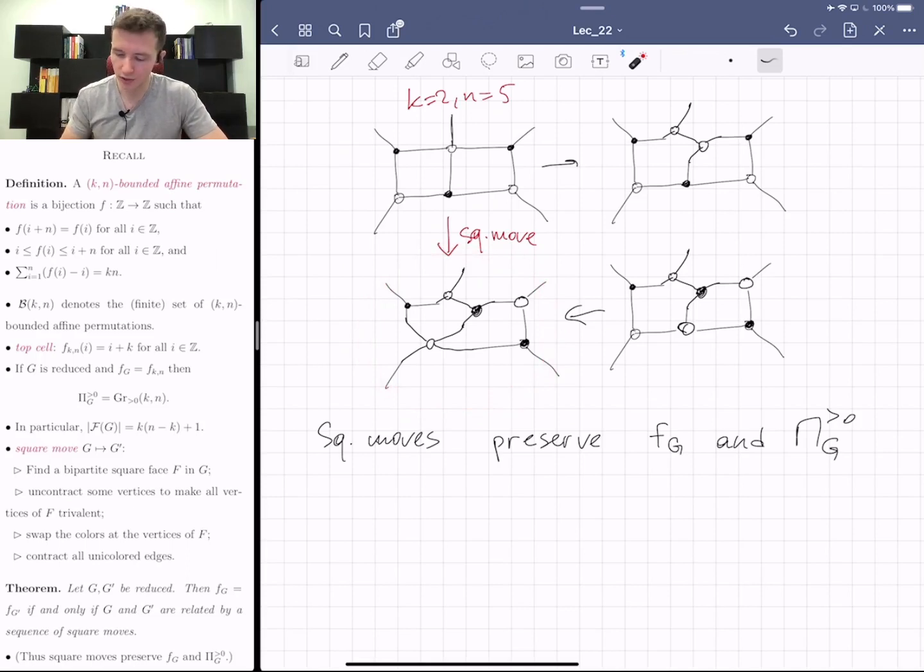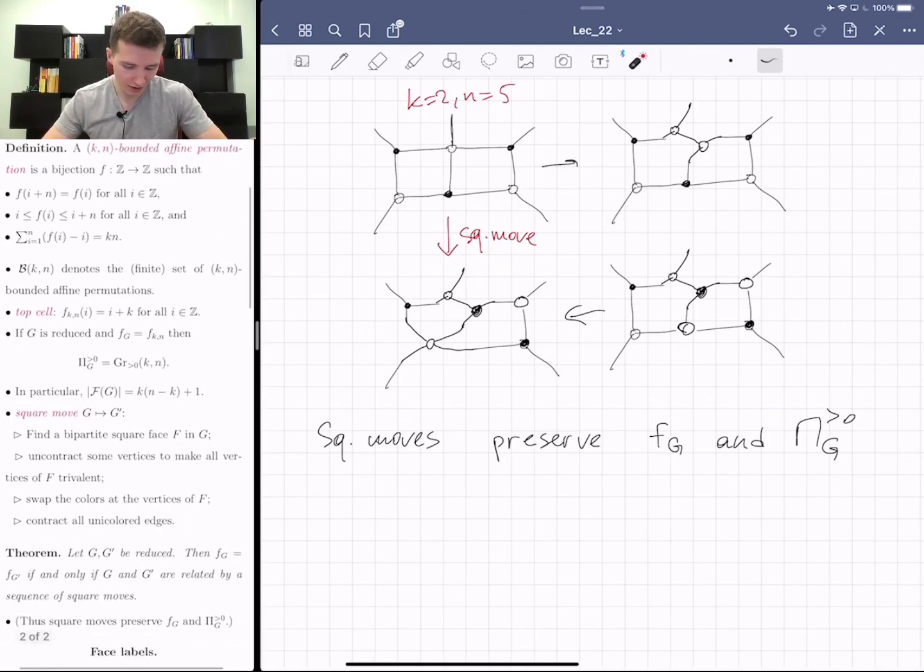So the square moves literally act on weighted planar bipartite graphs. Okay, and now I'm slowly going in the direction of cluster algebras. But for now, I just enjoy studying the combinatorics of such graphs. So let me tell you a little bit more combinatorics towards this goal of cluster algebras for Grassmannians. And that is the phase labels.